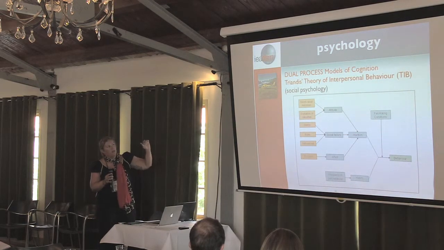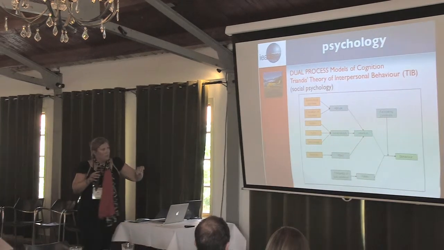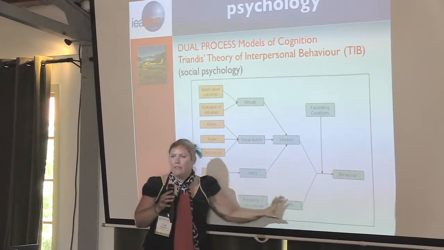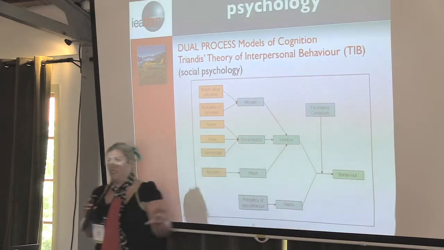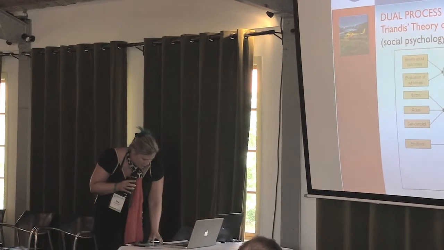So the reason why it's called a dual process model of cognition, that's very important, is because it has the two paths, which is the intentional path and the habit path. And it's very important that it includes the habits, because as I said, the habits are actually something that drives behavior probably more than anything else.